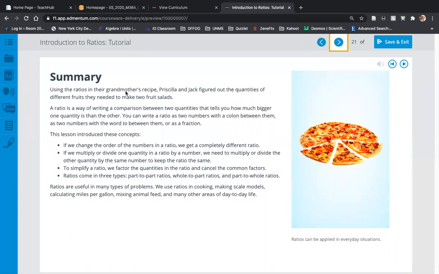A ratio is a way of writing a comparison between 2 quantities that tells you how much bigger one quantity is than the other. You can write a ratio as 2 numbers with a colon between them, as 2 numbers with the word "to" between them, or as a fraction.